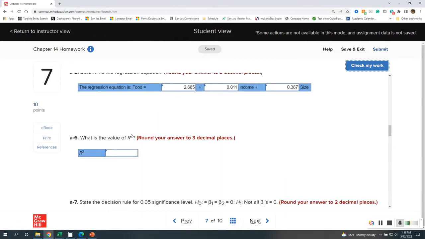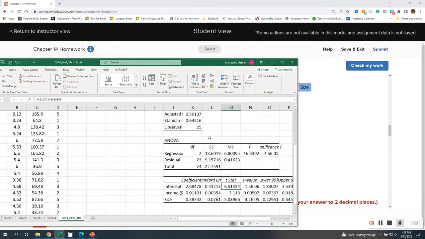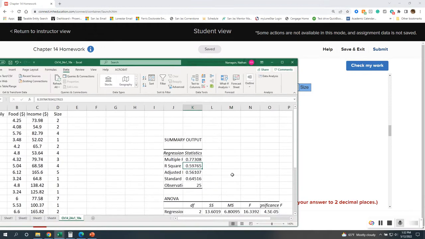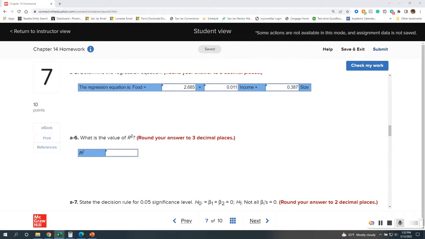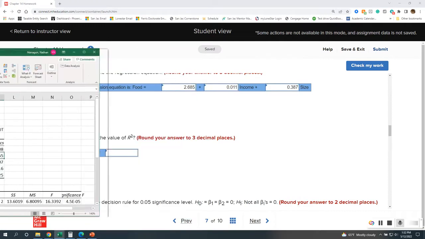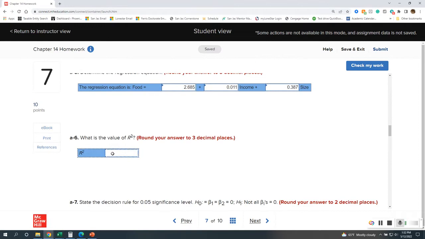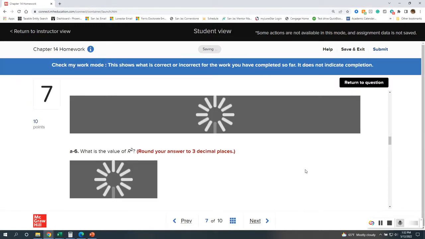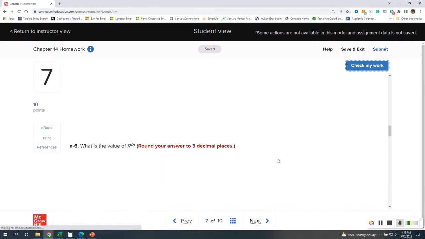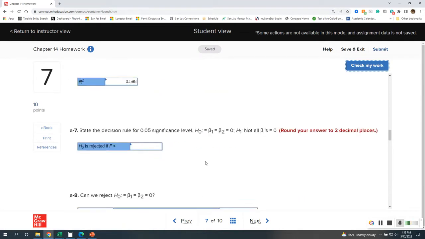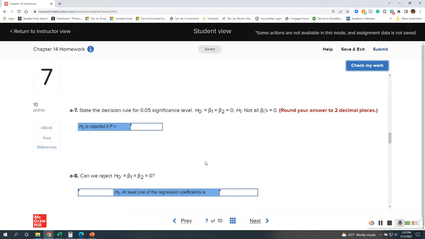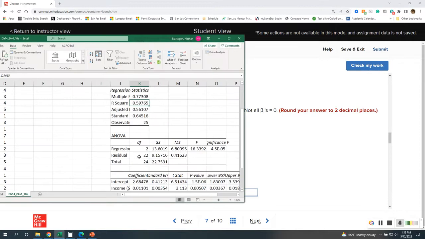What is the value of R squared? Again, using our chart, 0.59765, so only 3.598. So mostly right now, the question is really trying to get you to look at the chart and try to understand how the regression has happened.